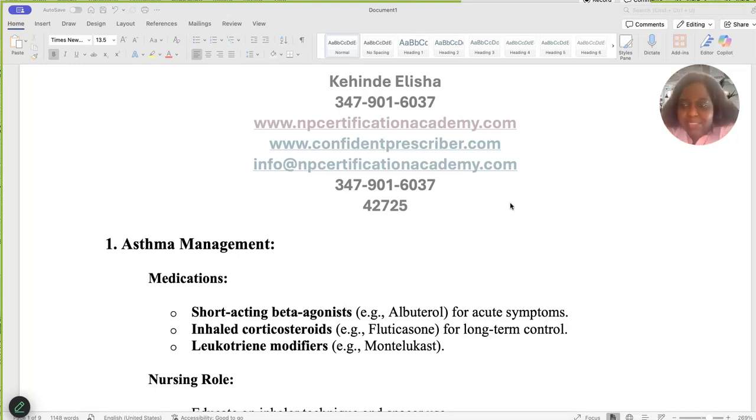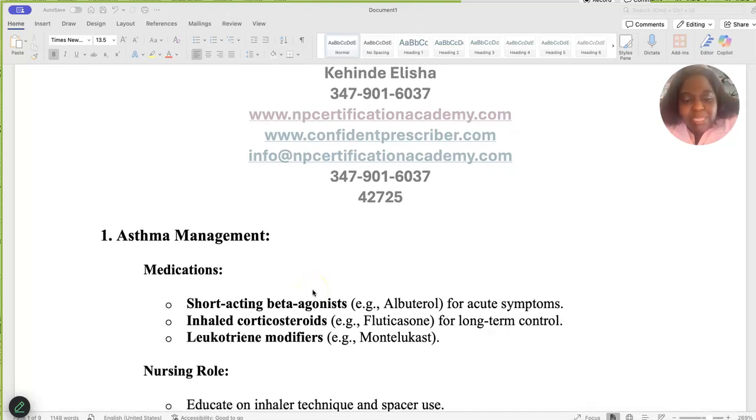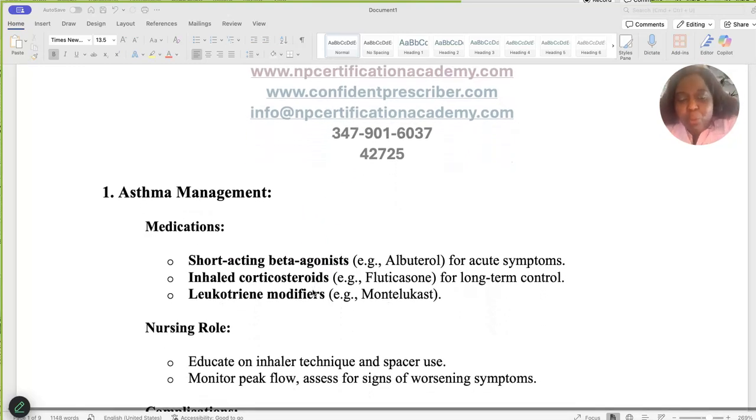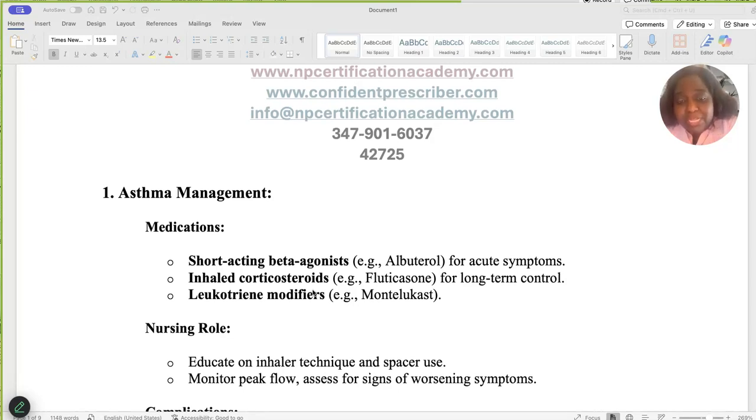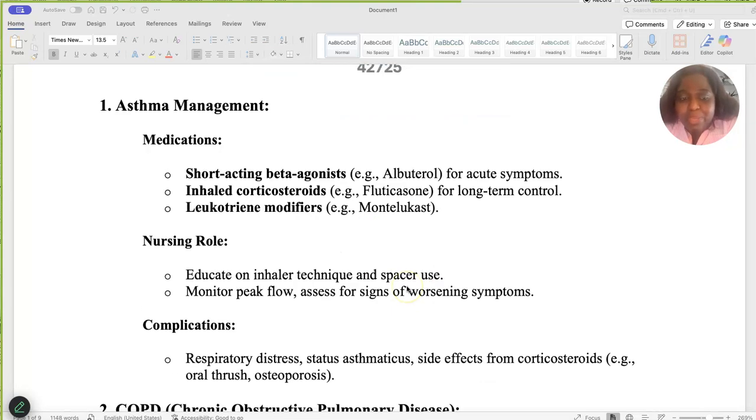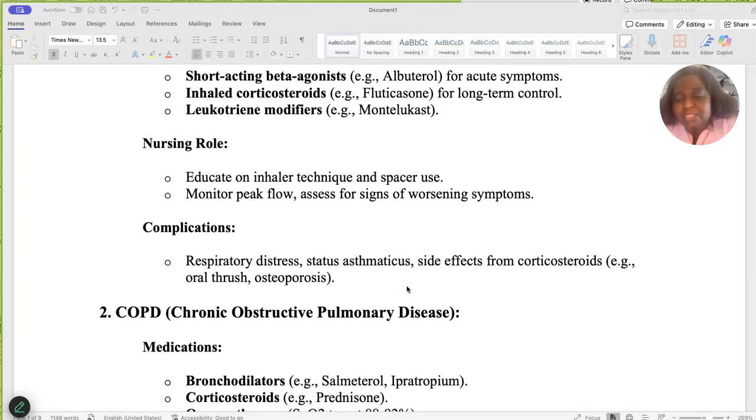So the very first issue we're going to talk about is asthma management. With asthma management, what medications do we normally use? First of all, I know we go through GINA guidelines. I'm not going to go too deep into guidelines. But by GINA guidelines, you want to use SABA, short-acting beta agonists like albuterol for acute symptoms, inhaled corticosteroids like fluticasone for long-term control, and leukotriene modifiers, for example Montelukast. Those are some of the few meds that we use in treating asthma. So as a nurse, what are you supposed to be doing to support this person?